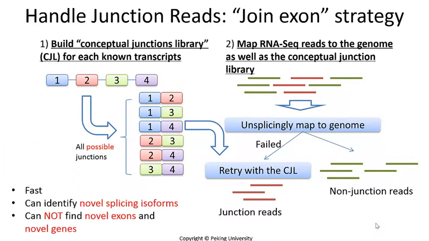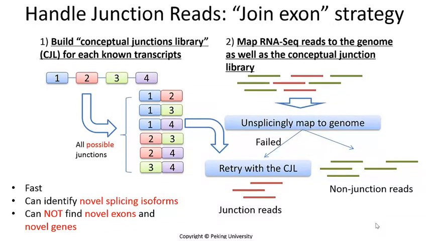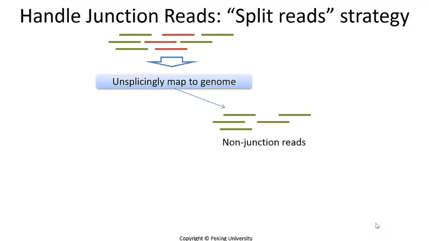In fact, the join exon strategy serves as a patch for the previous DNA reads mapping algorithm. This strategy can discover new splicing isoforms by constructing all possible junction libraries. However, it can do nothing for unknown exons. We can turn to the split reads strategy to handle this problem.